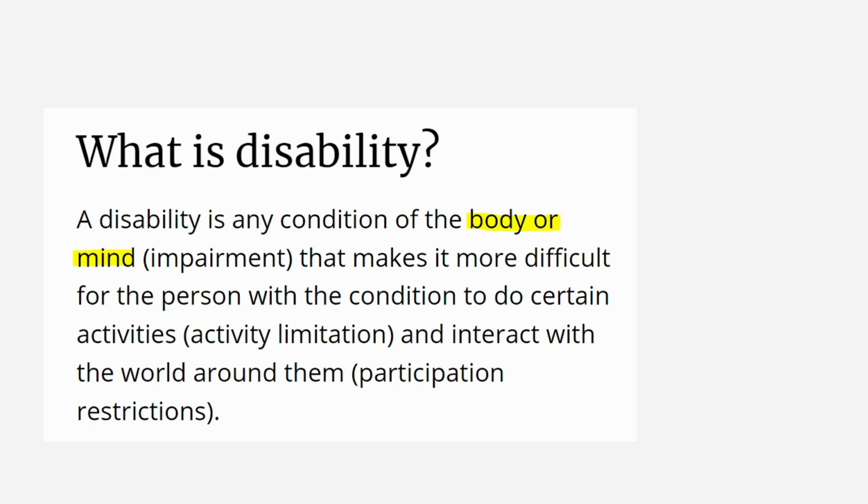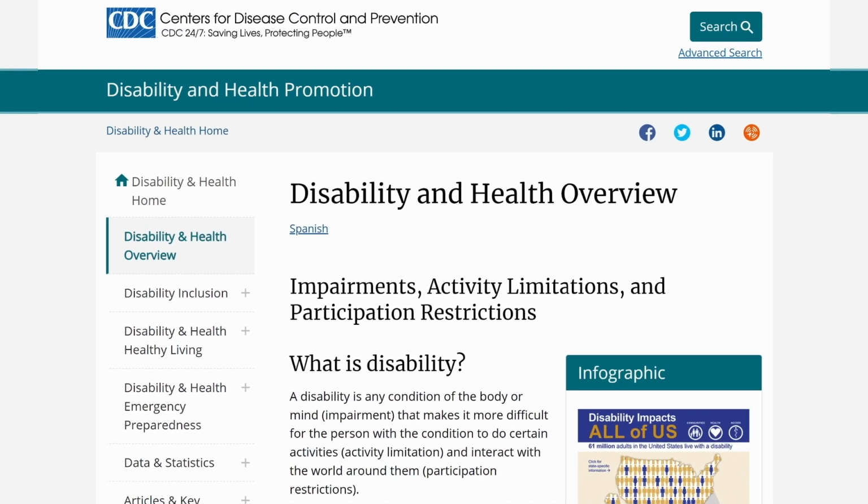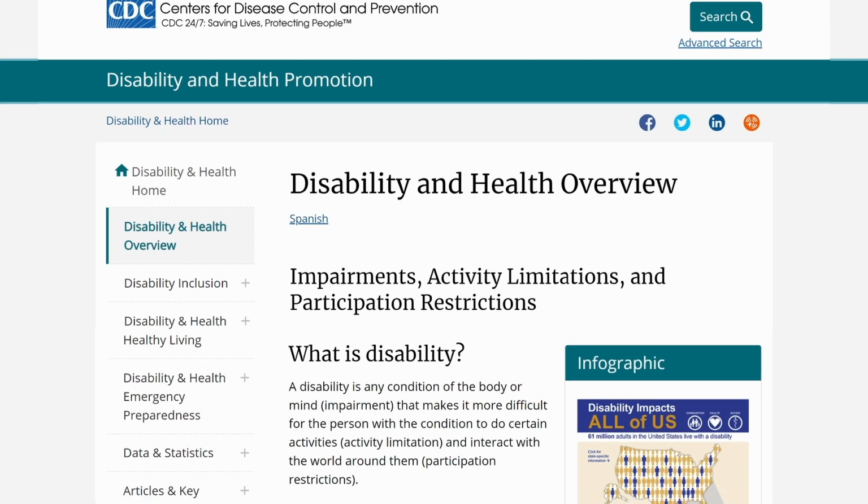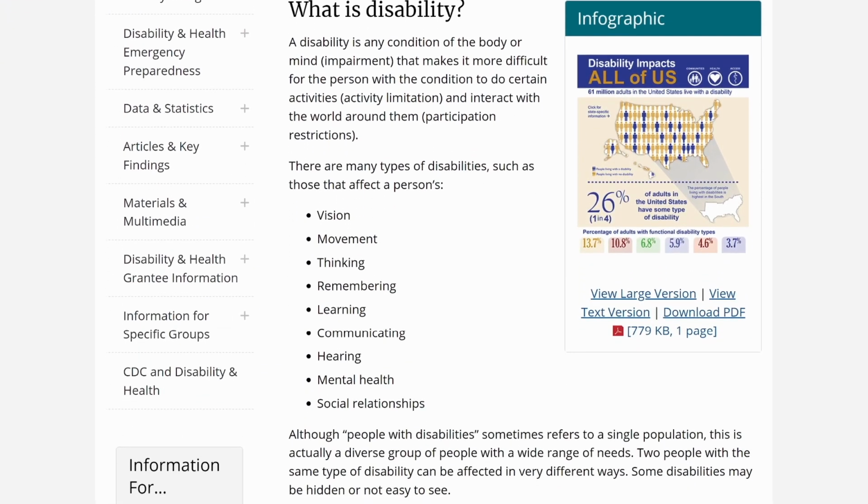Okay, so body or mind, got it. What else? Let's keep going and learn just a little bit more before we move on. The CDC also says there are many types of disabilities, such as those that affect a person's vision, movement, thinking, remembering, learning, communicating, hearing, mental health, and social relationships. Okay, got it. Multiple types of disabilities.